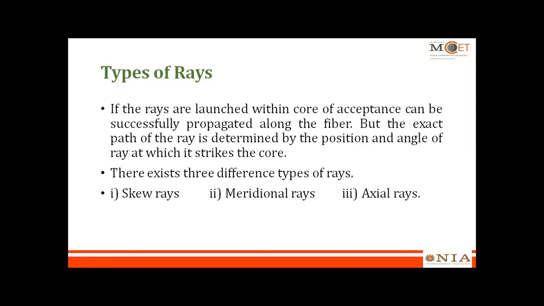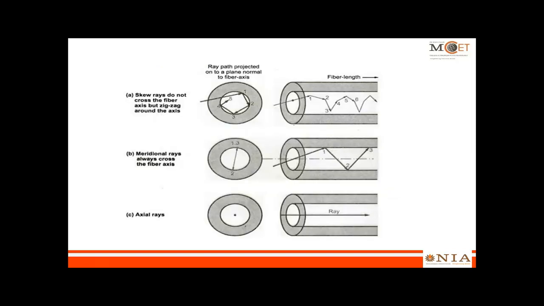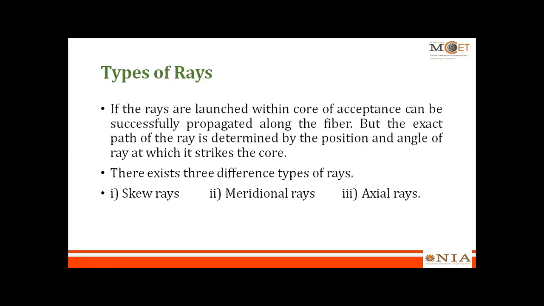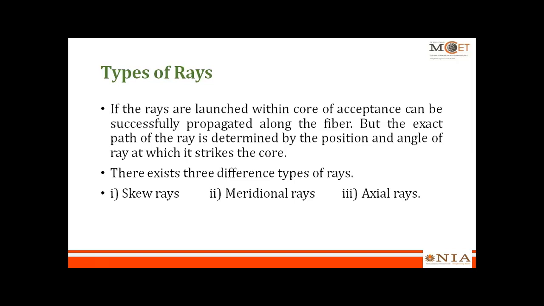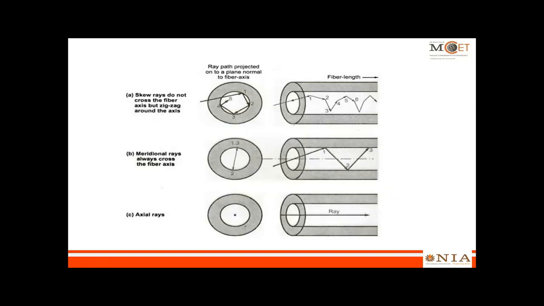Before going to the fiber types, there are three kinds of rays. Rays means the light path inside the fiber. Based on how they propagate inside the fiber, we can classify them into three: skew rays, meridional rays, and axial rays. Skew rays, as you can see in this diagram, follow a zigzag path. That is called skew rays.